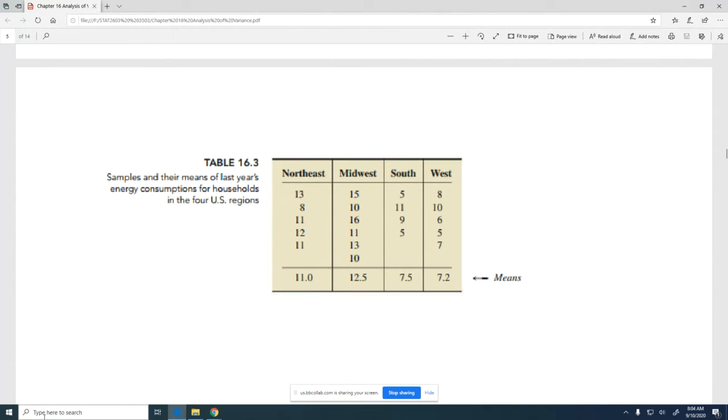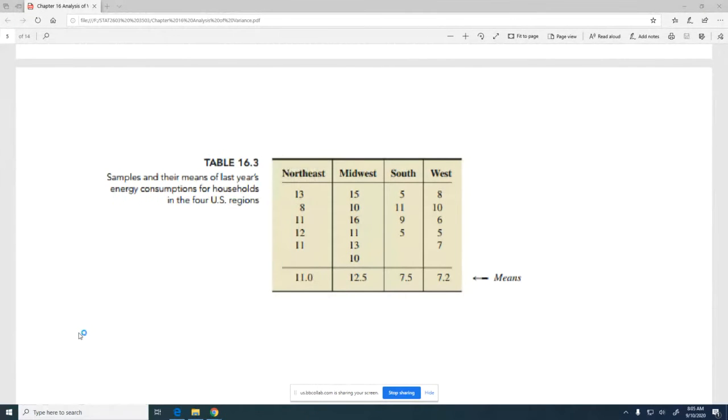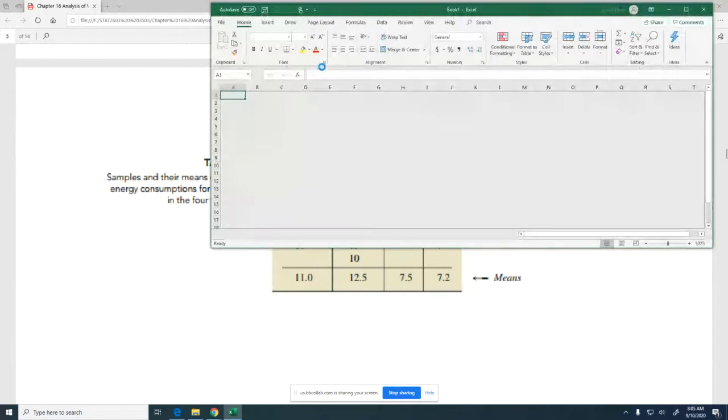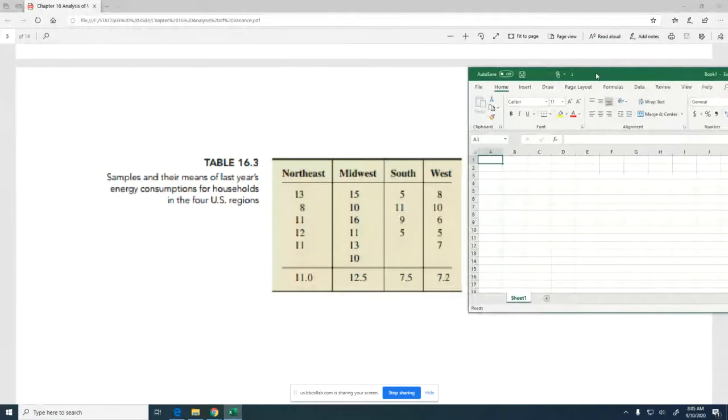So first, most of you have a TI-84, and last time I introduced how you can take the p-value, how you can take the probability. Can you see the screen? The table 16.3 and the Excel? Please let me know if you have any problem.